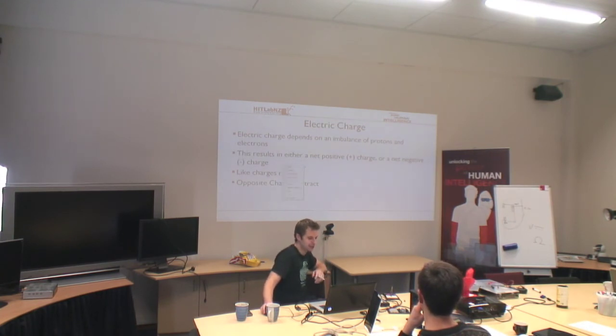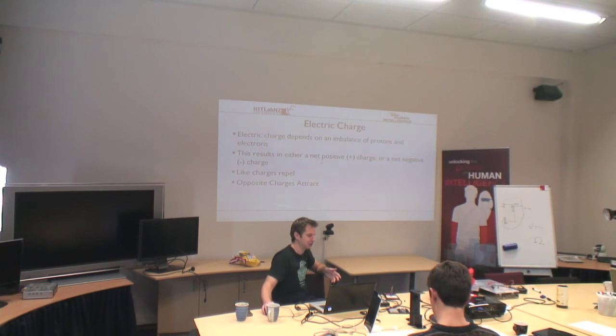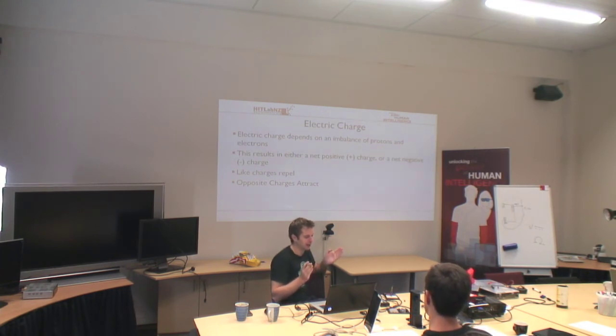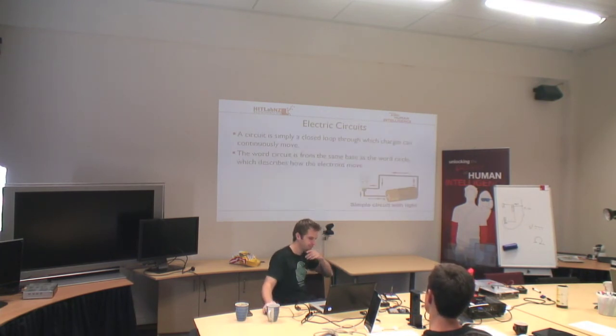So with electric charge, it depends on an imbalance of protons and electrons. Obviously inside an atom, you have protons, neutrons, and electrons. When we take some electrons off an atom, it becomes positively charged. When we add them back up, it's neutral, but the electrons carry the negative charge. So this results in either a net positive charge or a net negative charge. Like charges repel, opposite charges attract. So if you have 2 positives, they'll push away from each other. 2 negatives will push away from each other, but a positive and negative will attract each other.